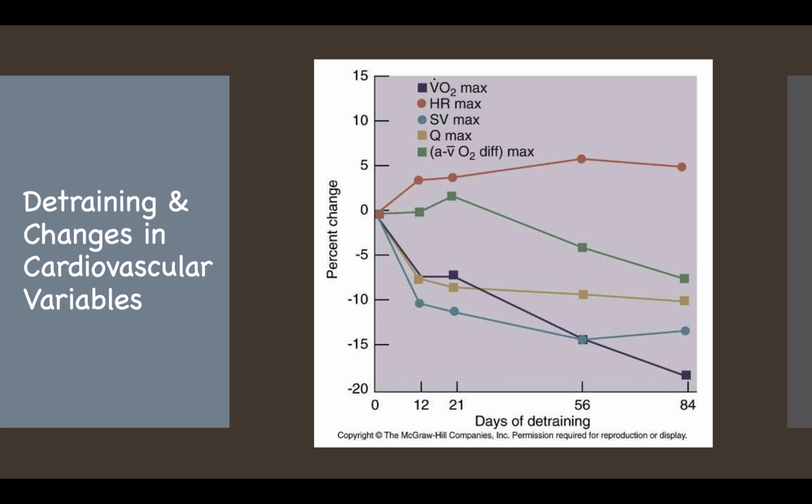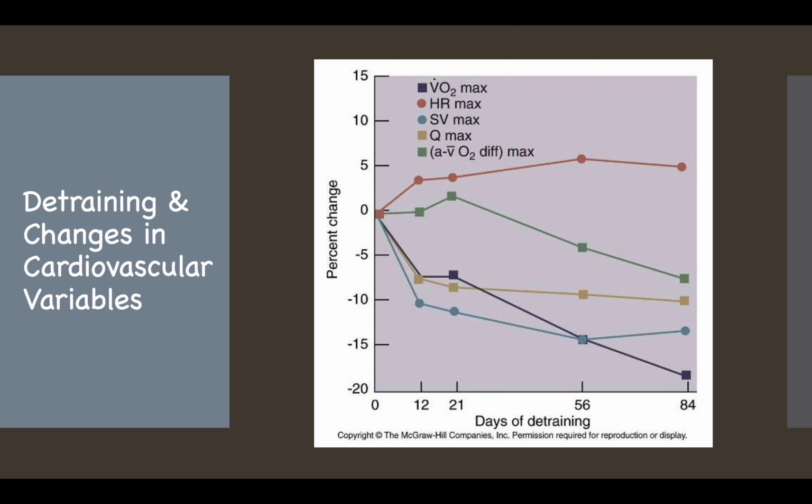The variables that we're going to look at today from top to bottom: the red line is going to be max heart rate. The green line is AVO2 difference. That represents oxygen extraction, so how much O2 was extracted from the blood vessels for use during exercise. It would be going mainly towards the skeletal muscle cells to convert into energy.